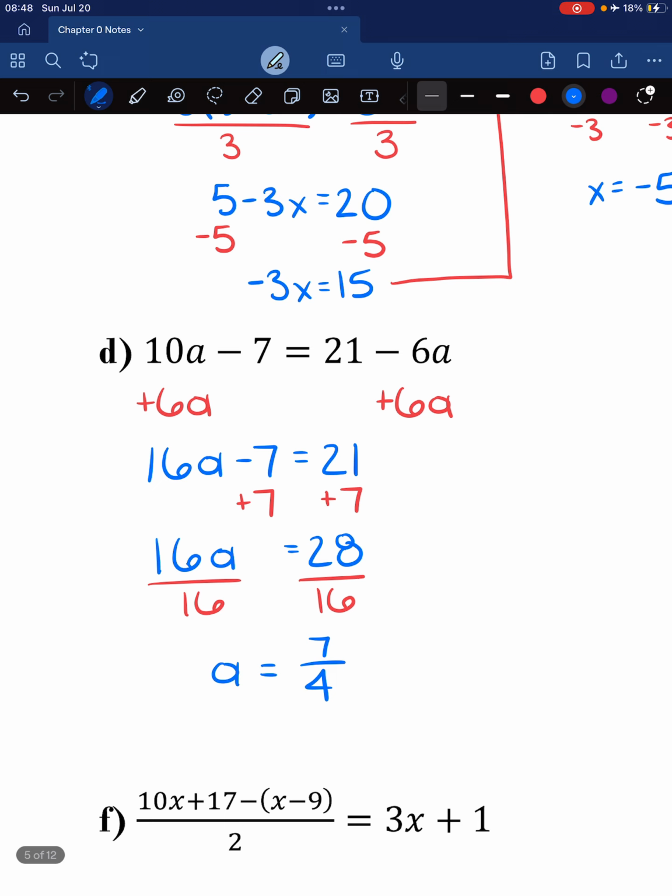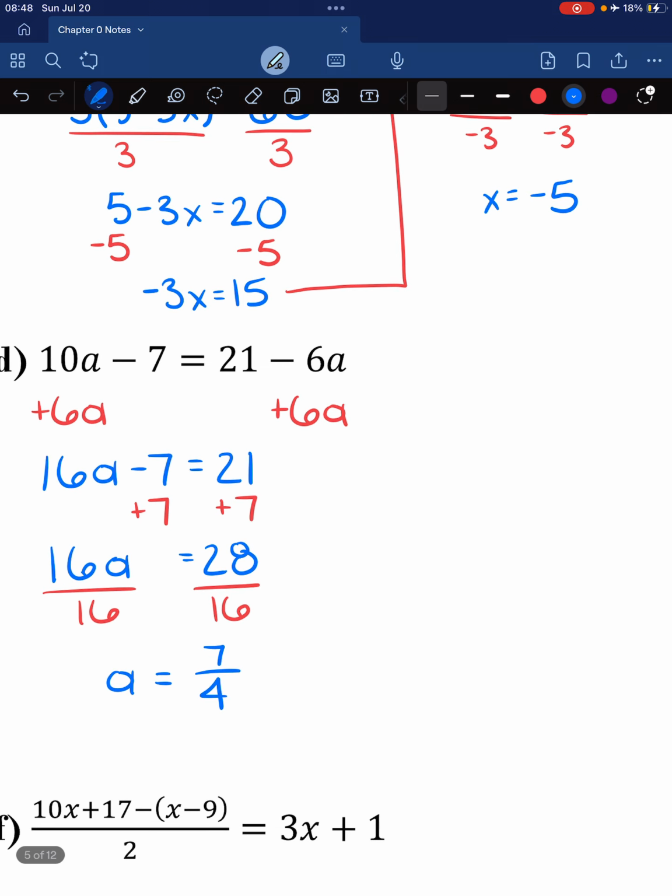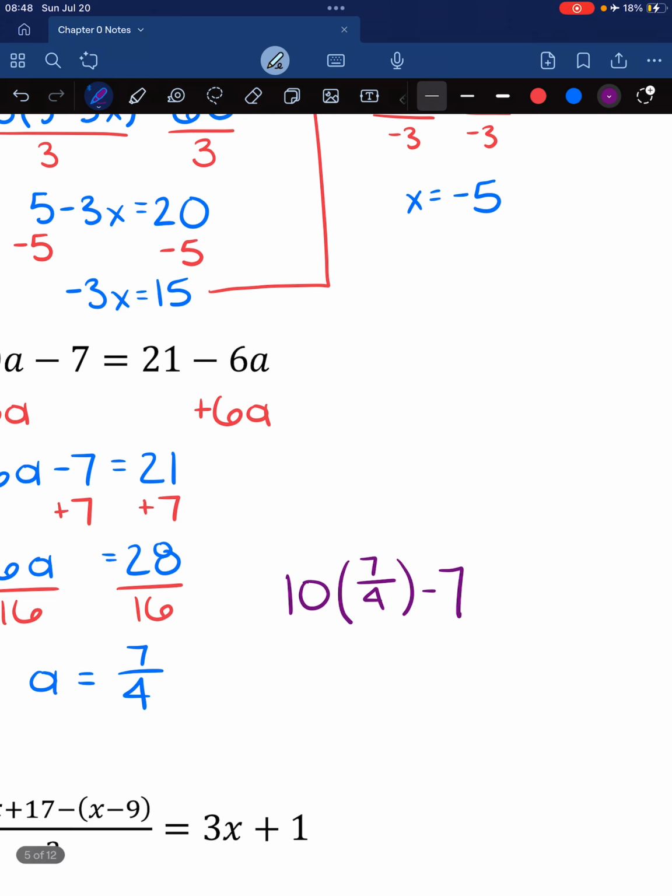In this problem, we cannot type that equal sign into our calculator. So what you need to make sure that you do is that we plug in the left side by itself. So 10 times 7/4 minus 7, which if you type that in the calculator, oh Lord, 70/4 is going to be 35 halves, and 35 halves minus 14 halves is, and you don't need to do this in your head.